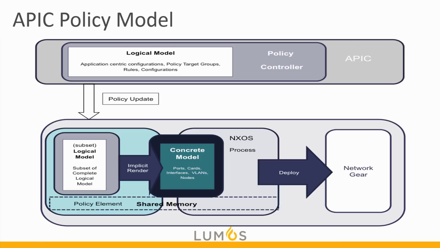We talked about how the OpFlex policy group-based model looked in the APIC earlier, in fact in pretty much the first module, or second module rather, where the APIC has the policy controller, and the logical model creates the subset of the logical model on the network device, so let's say the leaf switch, and that implicitly renders the concrete model out to ports, cards, interfaces, VLANs, nodes, etc. And that gets pushed into the NXOS process and deployed onto the network gear.